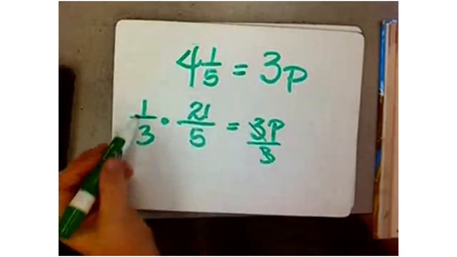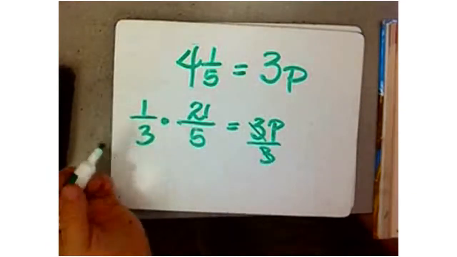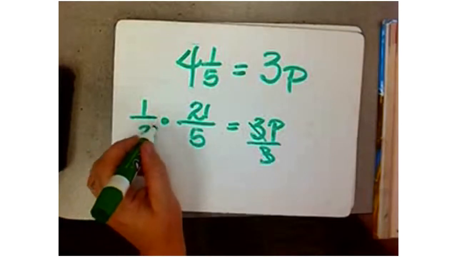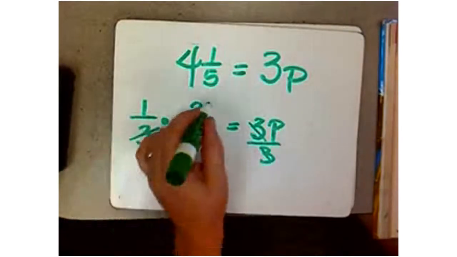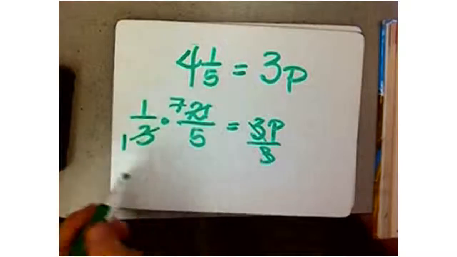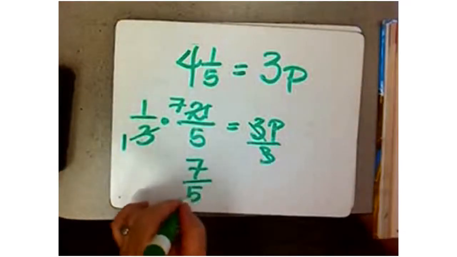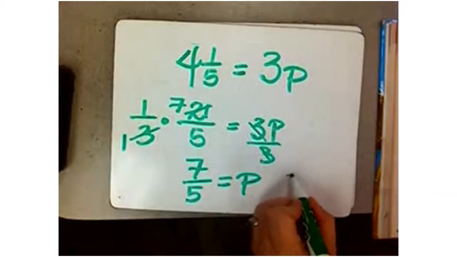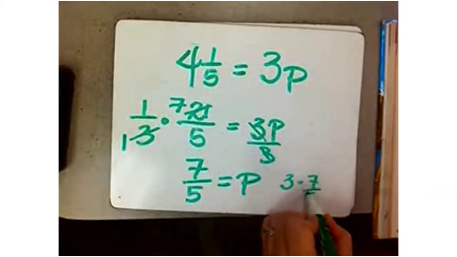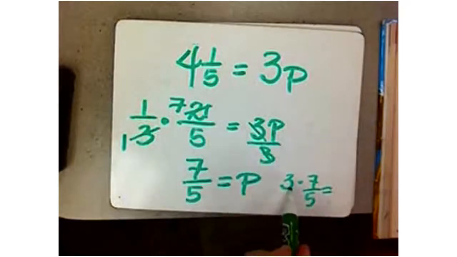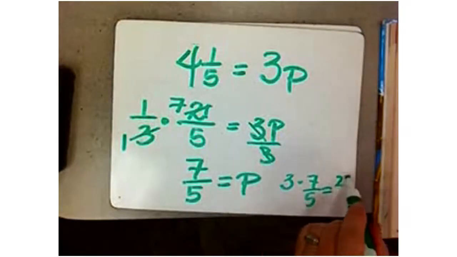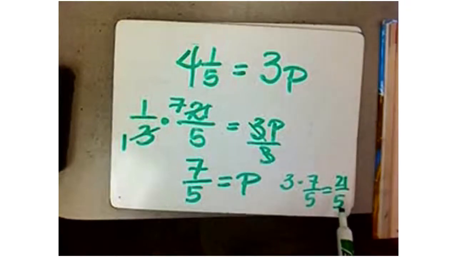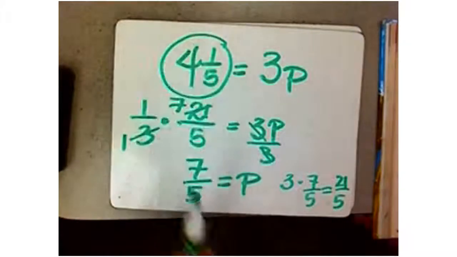So 1/3 times 21 over 5, we could do the canceling, the simplifying, the 3 and the 21 simplify to a 1 and a 7, and we end up with 7/5 equals p. And if we wanted to check it, we could say, well, does 3 times 7/5 equal our 21/5? And sure enough, 3 times 7 is 21 over 5 is 21/5. And then we do the division again. 5 goes into 21 4 times, remainder 1. That's back to our original 4 and 1/5.